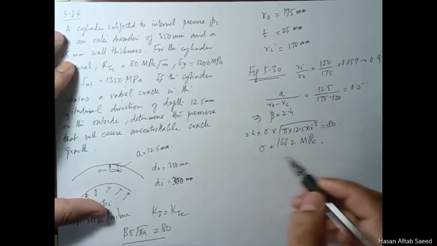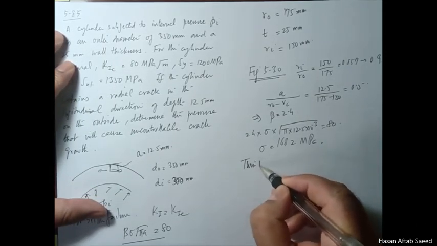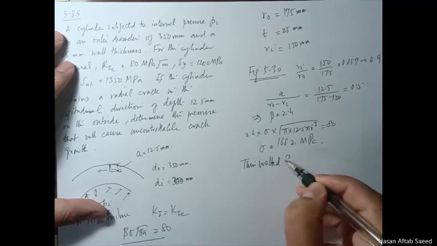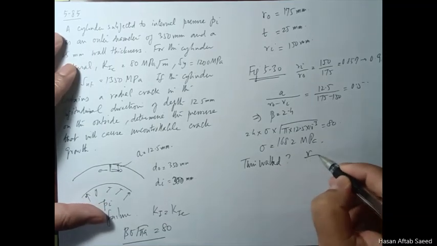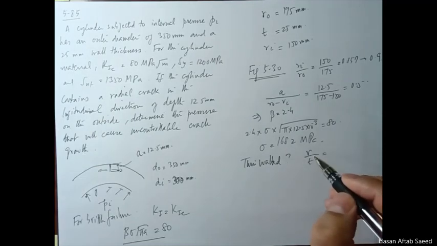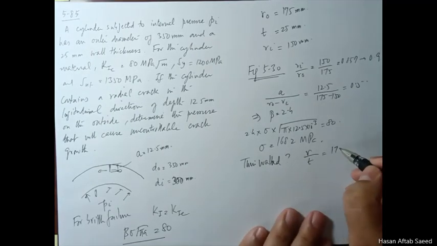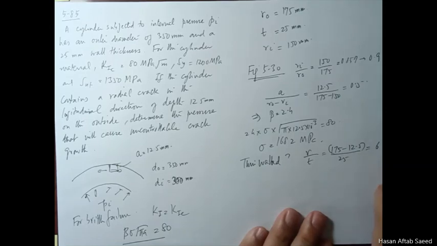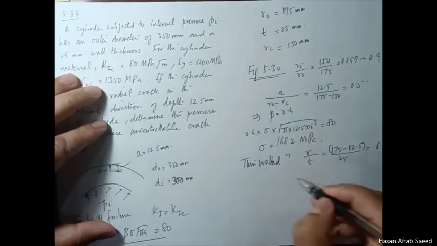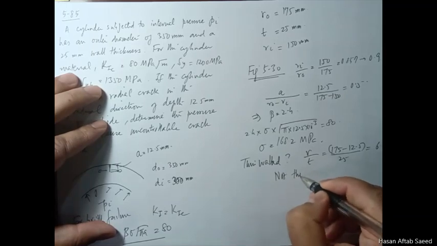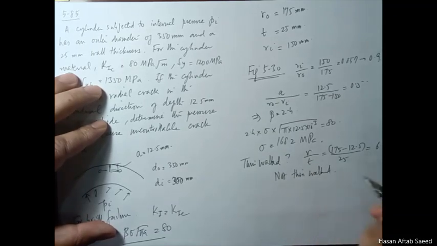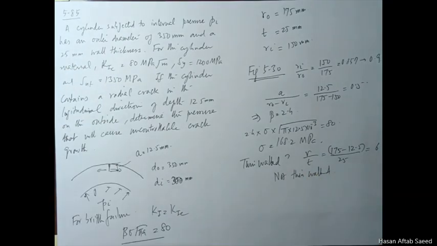So let's check. We don't know if it's thin walled, so let's find out R over t. We don't need to be very accurate here, just take the mean R. And R over t comes out to be 6.5, which is not thin walled, because R over t needs to be 10 or more for it to be thin walled. So it's a thick walled pressure vessel.